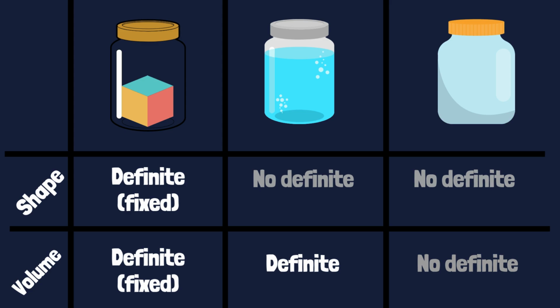has definite or fixed shape. It doesn't take the shape of the container. Okay, so it has fixed shape and fixed volume.